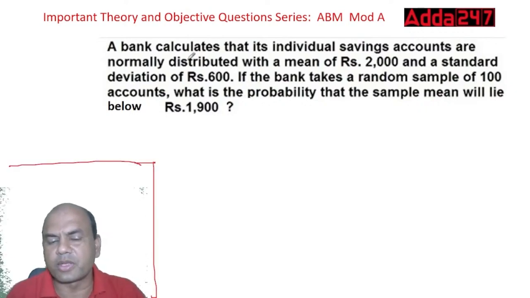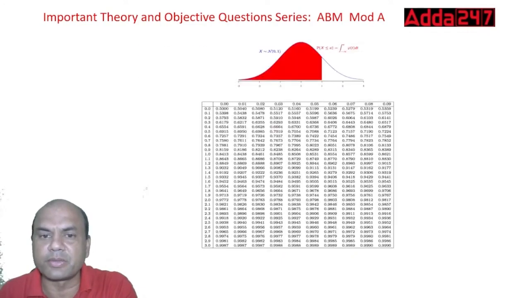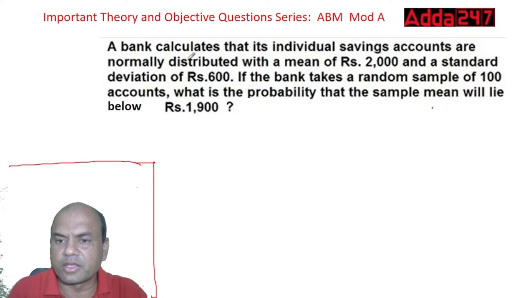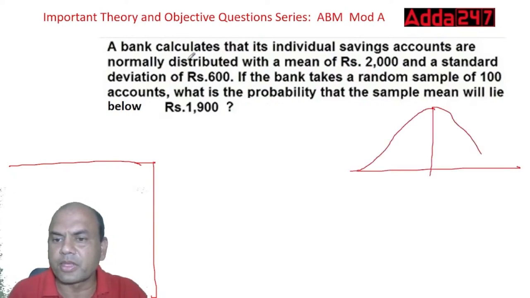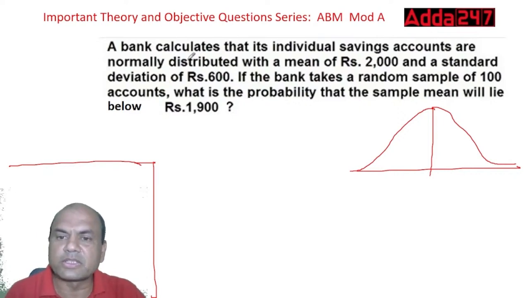Let me draw the line over here. Very important part. For this you need to know the normal distribution curve. Suppose this is the normal distribution curve. So what is given in this problem? The mean is given as 2000. This mean always lies at the center. This is known as the population mean, called mu, that is 2000.